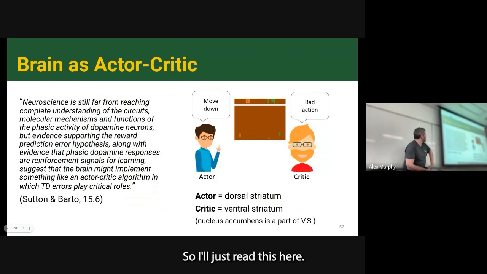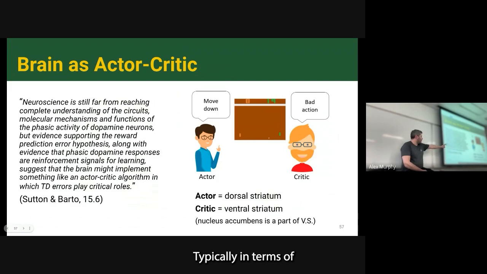So I'll just read this here. Neuroscience is still far from reaching complete understanding of the circuits, molecular mechanisms, and functions of the basic activity of dopamine neurons. But evidence supporting the reward prediction error hypothesis, along with evidence that basic dopamine responses are reinforcement signals for learning, suggests that the brain might implement something like an actor-critic algorithm in which temporal difference errors play critical roles.